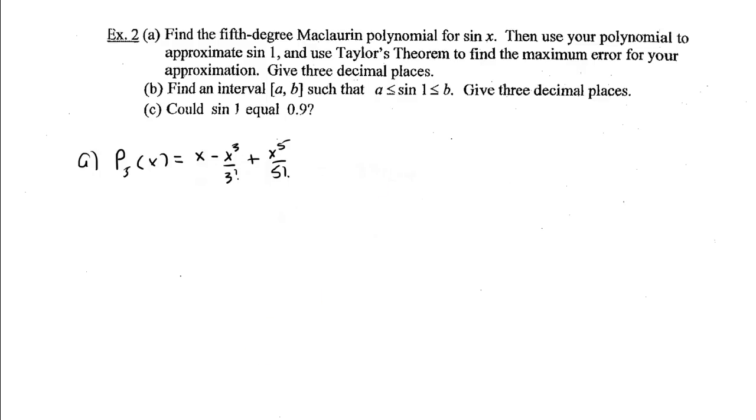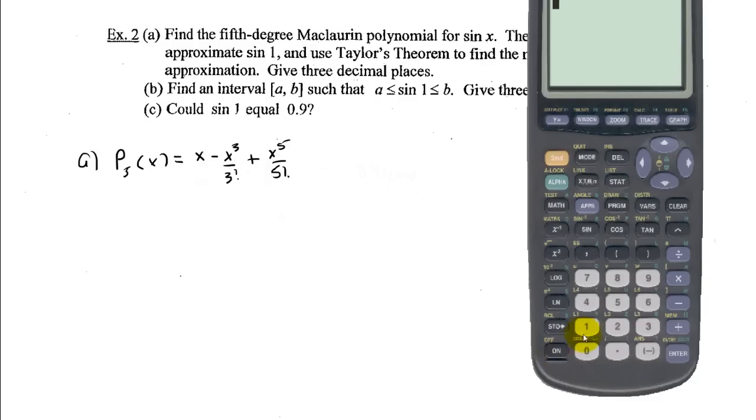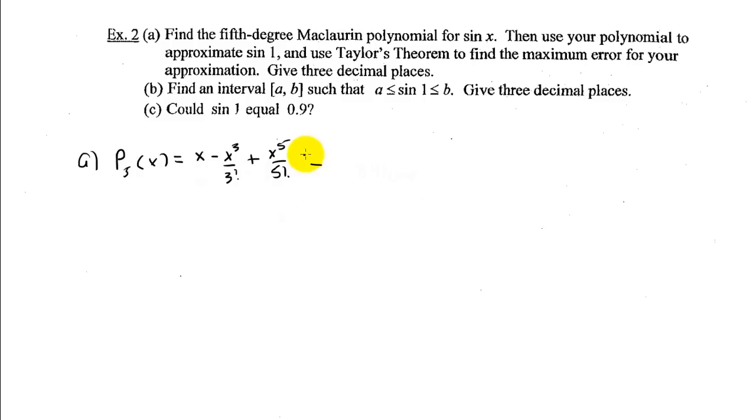There's the 5th degree. Let's grab our calculator. Let's find that value. We're going to find the sine of 1. So we have 1 minus 1 divided by 6, which is 3 factorial, and then plus 1 divided by 5 factorial, which is 120. So the approximation is 0.842. It says give 3 decimal places. We can actually use 0.841. I guess we'll truncate. So this is equal to 0.841.